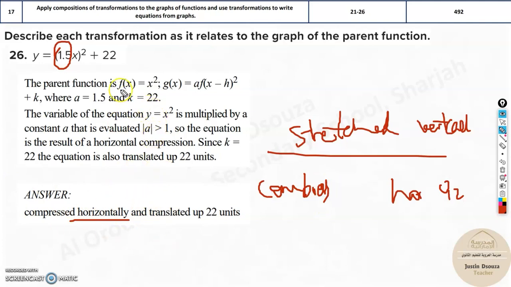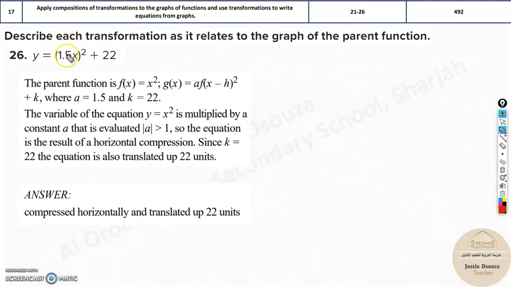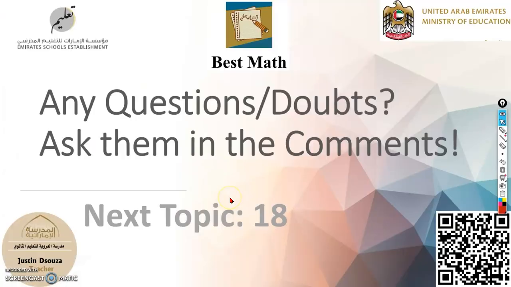horizontal. Just remember, what is this? This is greater than 1, so it will be stretched vertically. You deal mainly with vertical. If it is stretched vertically, it will be compressed horizontally. If it was compressed vertically, it will be stretched horizontally. For horizontal, it is opposite. So whatever I just now told, just remember that. When you see it's greater than 1, it is stretched vertically, but compression will be on horizontal. That's it. And translated up by 22 units.